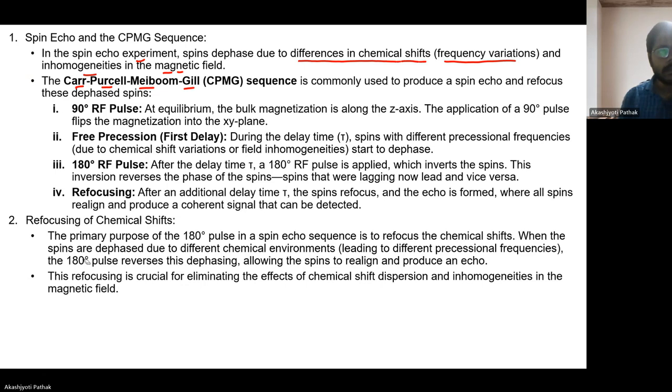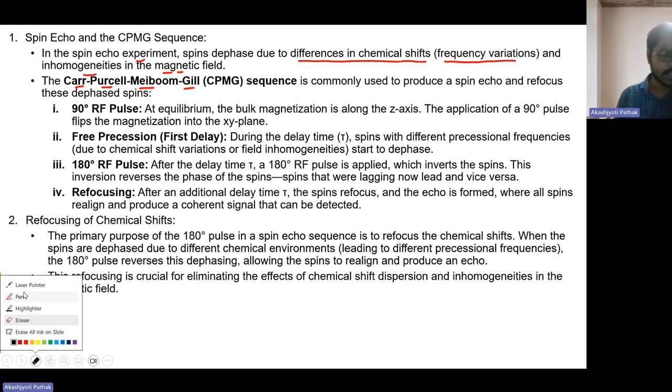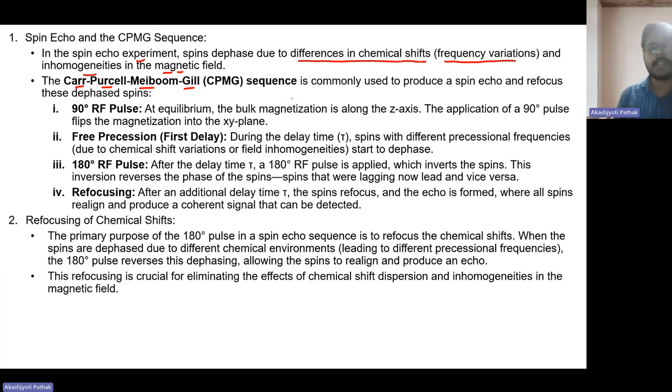Now, the Carr-Purcell-Meiboom-Gill sequence, commonly called the CPMG sequence, is commonly used to produce the overall sequence that I explained in the last slide. It is used to produce a spin echo and refocus, that is, rephase the spins back together. So what does this do?